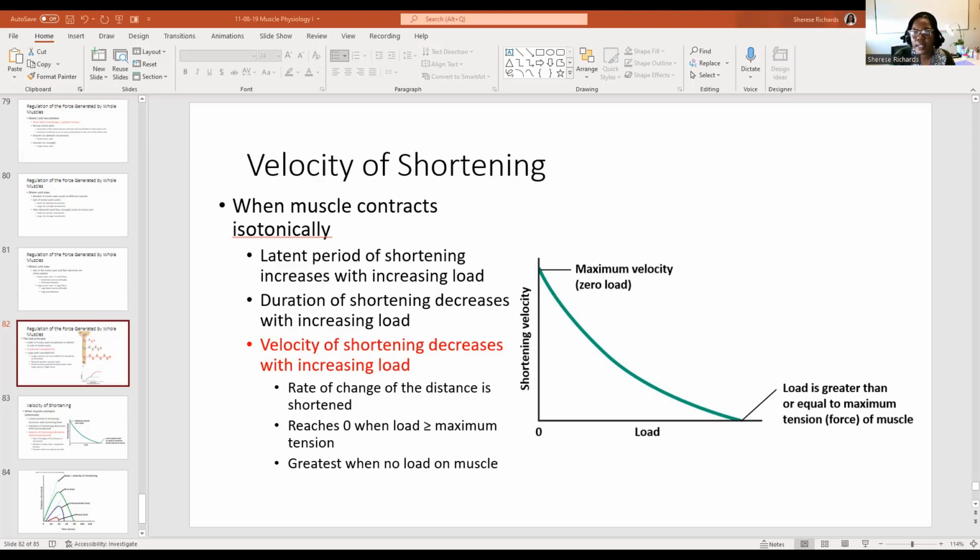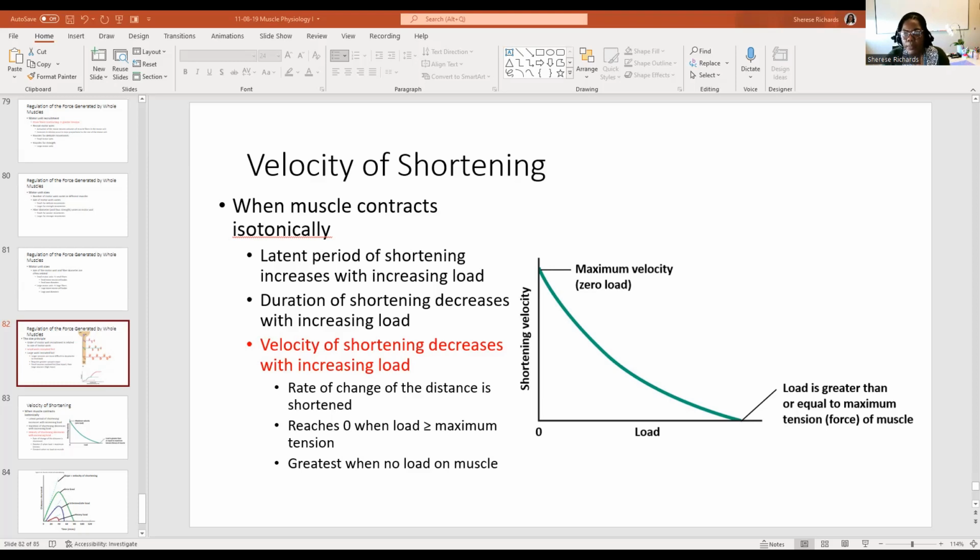Lastly, velocity of shortening decreases when load increases. Velocity of shortening is the speed with which the muscle shortens. So not how long it shortens for, but how fast can it actually maximally contract? That is also going to decrease as the load increases. And again, going back to our real world examples, I can lift a book pretty quickly, right off the ground, get that velocity much higher very quickly, so the muscle can shorten faster. But if it were a heavy object, I would not be able to begin that contraction with as much velocity. I would not be able to lift that as quickly.